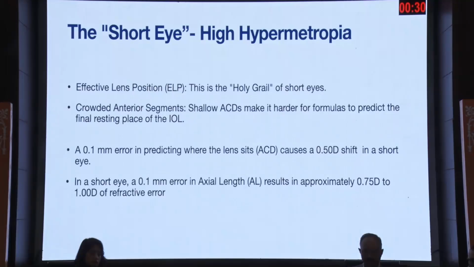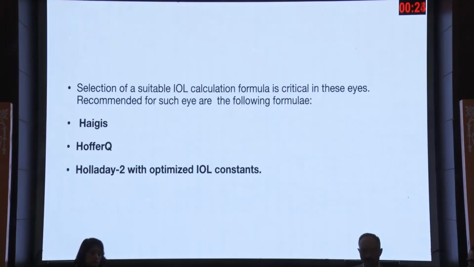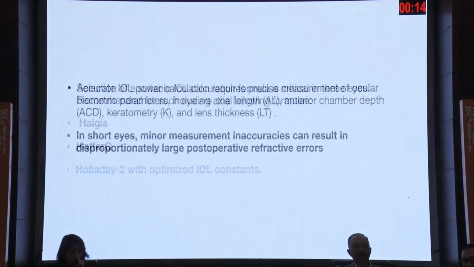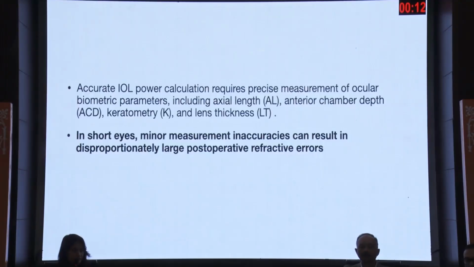Also in short eyes, a 0.1 millimeter error in axial length results in approximately 0.75 to 1 diopter refractive error. So the formulas to be used in these types of eyes are the Haigis, Hoffer Q, Holladay 2. Because accurate IOL power calculation normally requires these factors: axial length, anterior chamber depth, keratometry, and lens thickness. This is all the more important in short eyes, where minor measurement inaccuracies can result in disproportionately large postoperative refractive errors.